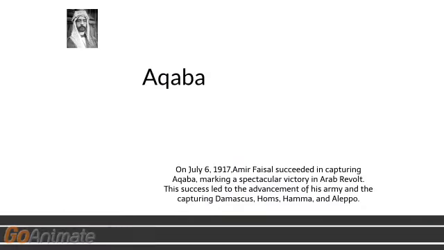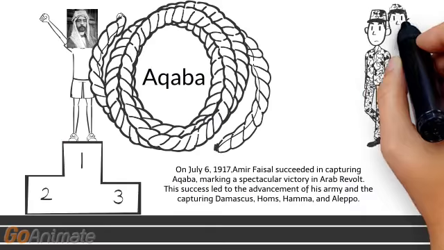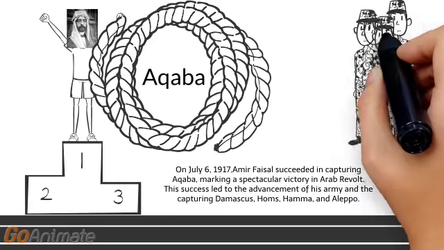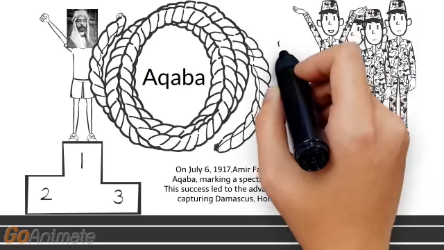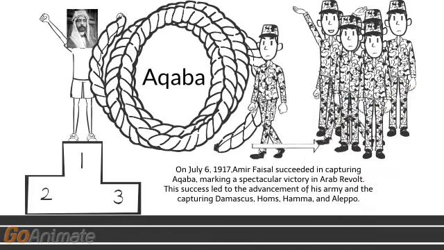On July 6, 1917, Amir Faisal succeeded in capturing Aqaba, marking a spectacular victory in the Arab Revolt. This success led to the advancement of his army and the capturing of Damascus, Homs, Hama, and Aleppo.